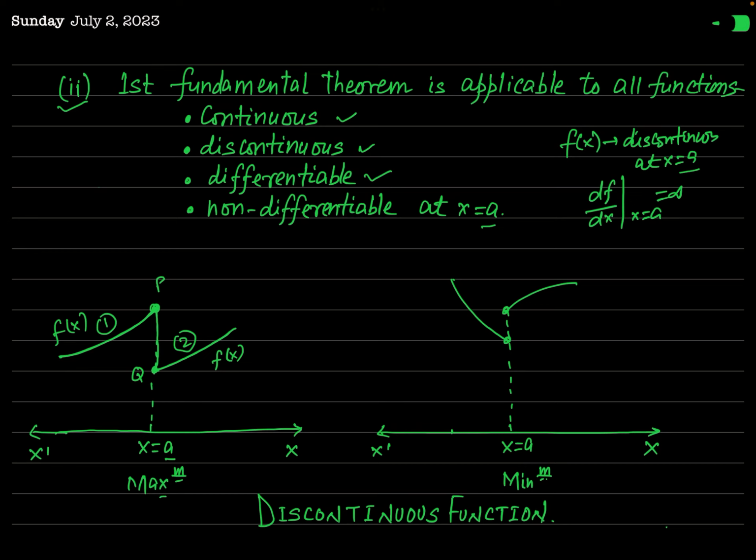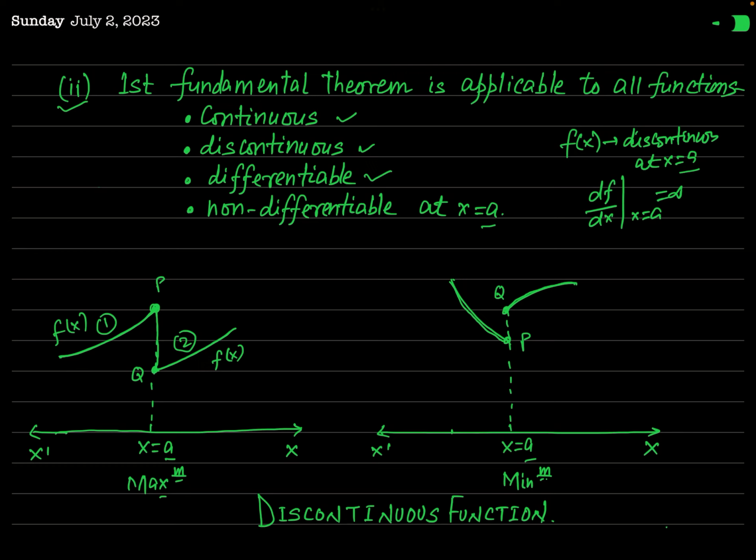On the other hand, consider that this is our function, and let us say this function varies like this, reaches this point P, and abruptly rises to this point Q. Then this function will be discontinuous at x equal to a, and this point P corresponds to its minimum value.